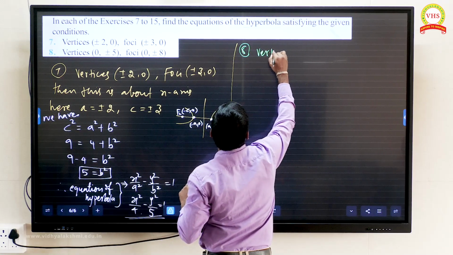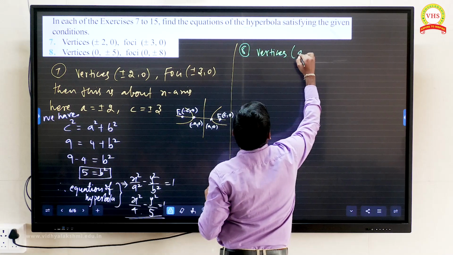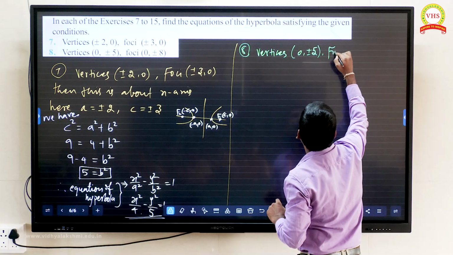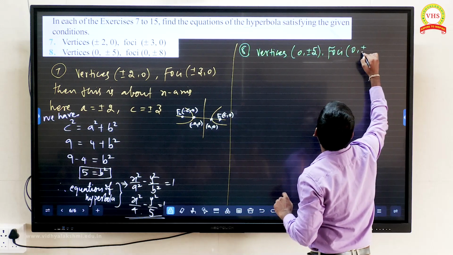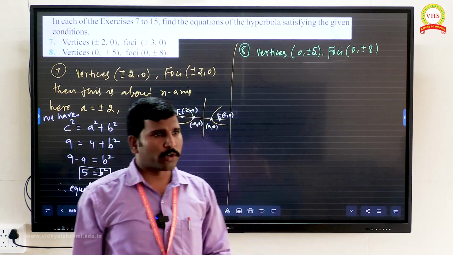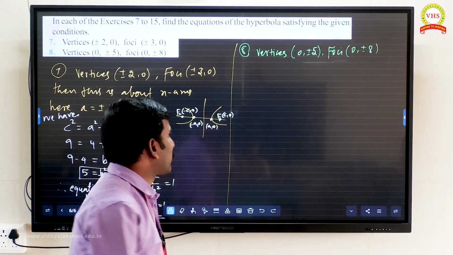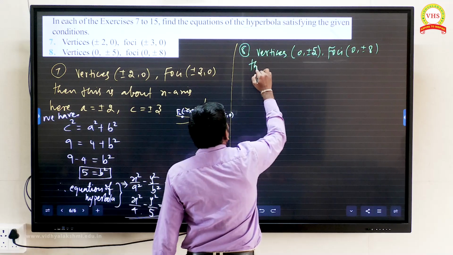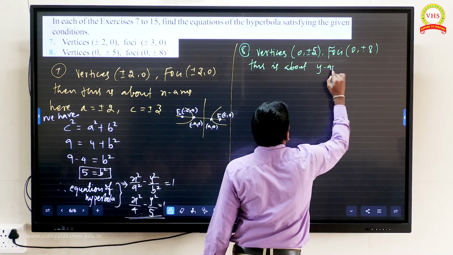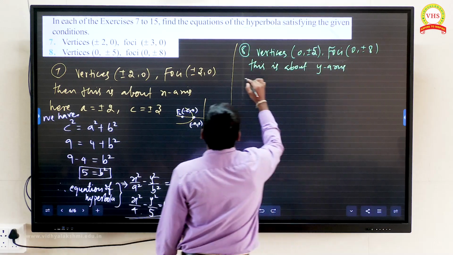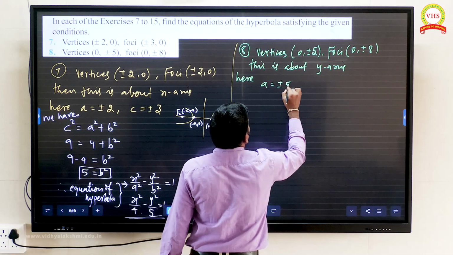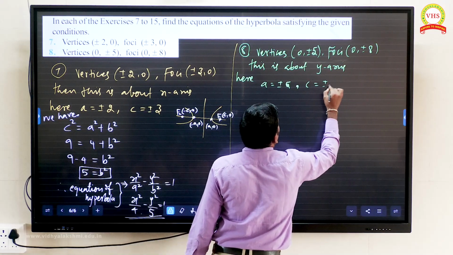So vertices they have given are 0, plus or minus 5, and foci they mentioned as 0 comma plus or minus 8. Have you noticed it? X coordinate is 0. It's about then what? Y axis. Okay, so this is about y axis. Then here, the a value I'm getting is plus or minus 5 and the c value plus or minus 8.